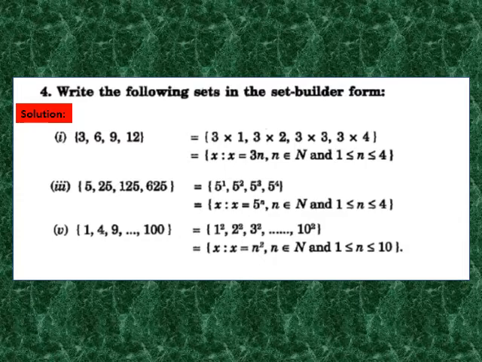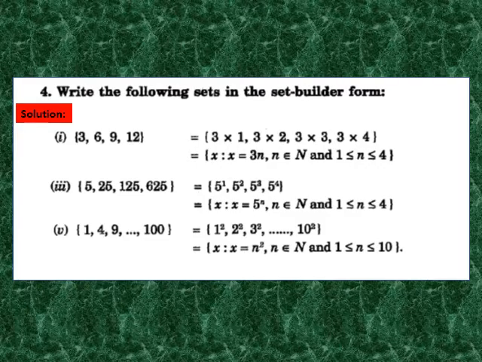Next is question 4. Write the following sets in the set builder form. It means here we have the roster form given and we are going to write them in the set builder form, that is using the property. Now here the elements are 3, 6, 9 and 12. So all are multiples of 3: 3 times 1, 3 times 2, 3 times 3 and 3 times 4. So we can write the set as X such that X is equal to what? 3n, a multiple of 3, which means 3 multiplied by some number, 3n.